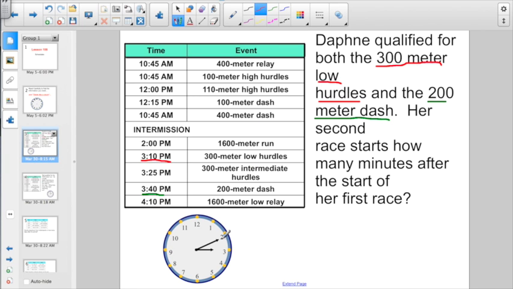So the first race is at 3:10. The second race is going to be here at 3:40, right? Let's go and count the number of minutes from 3:10 to 3:40. Hopefully everybody knows that's 5 minutes, right? And 10 minutes, 15 minutes, 20 minutes, 25 minutes, and 30 minutes. So, 30 minutes between the start of her first event and her second event.